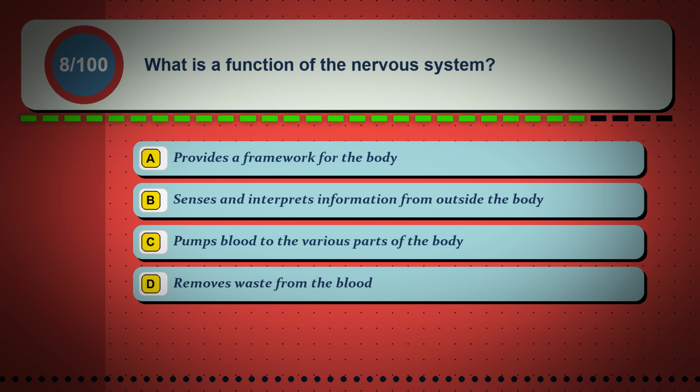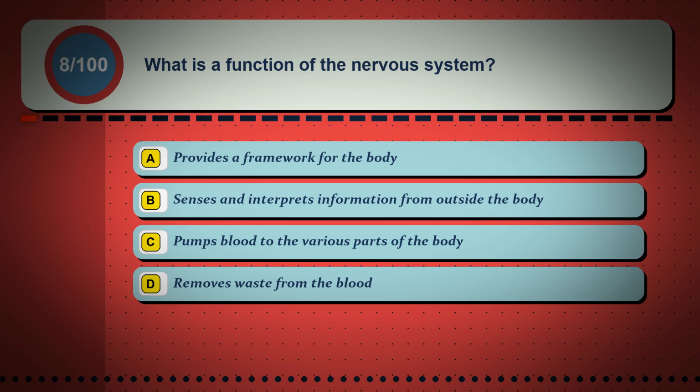Question 8. What is a function of the nervous system? Option A. Provides a framework for the body. Option B. Senses and interprets information from outside the body. Option C. Pumps blood to the various parts of the body. Option D. Removes waste from the blood.